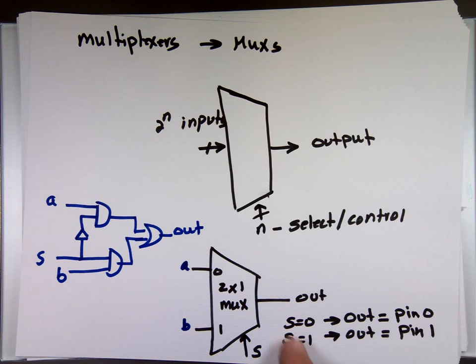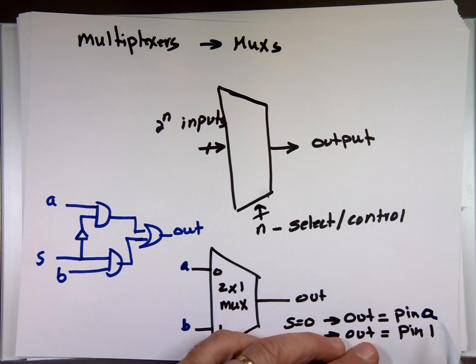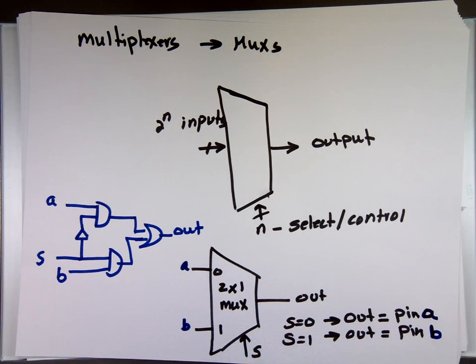We said when S is 0, the output is going to be whatever you attach to pin A, or pin 0. Let's call pin 0 here A, and this is B. Pin 1 is B. Now let's see if that's true. When S is 0, your output is whatever you attach to A. When it's 1, your output is whatever you attach to 1, or B. Let's trace it and see if it does work. I'll use red for this.